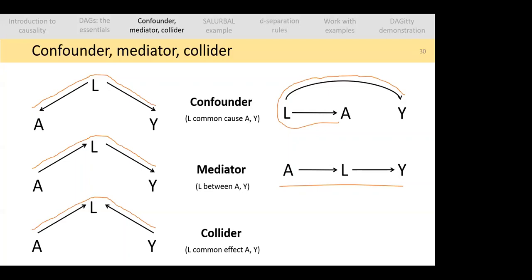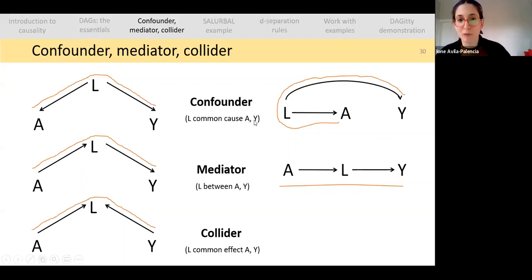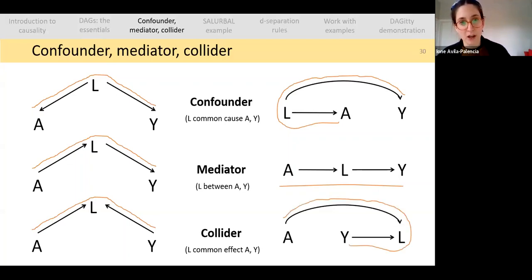No, yes, I understand. Thank you so much. You're welcome. And again, we will be able to discuss a lot more in detail and deeply in session 2 for those who are going to join, and we will talk about specific examples from SALURBAL. Okay, so let's move on.